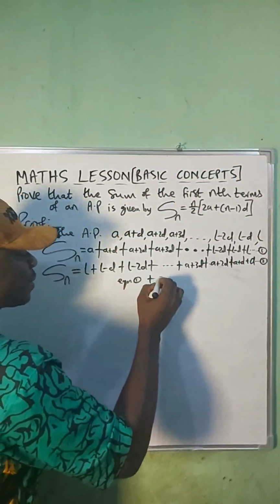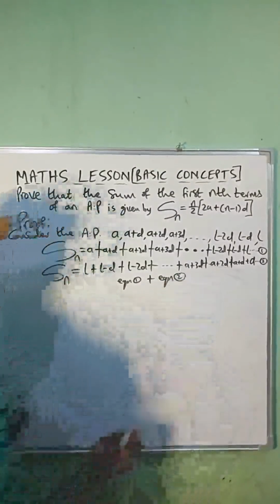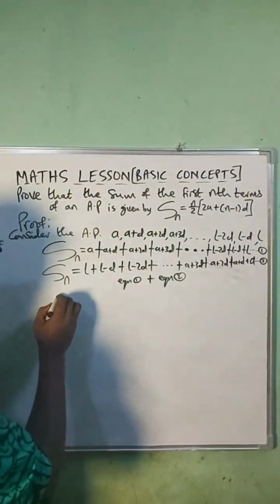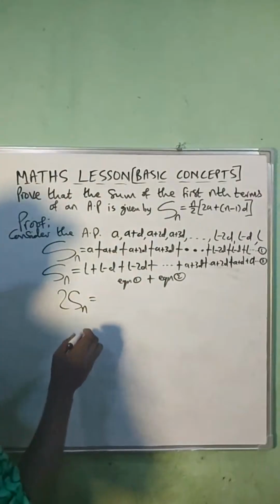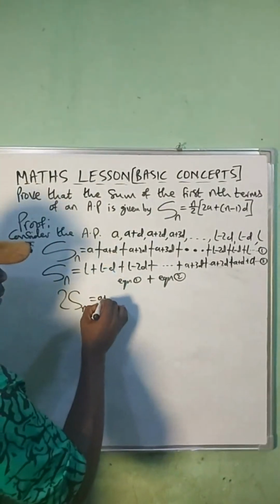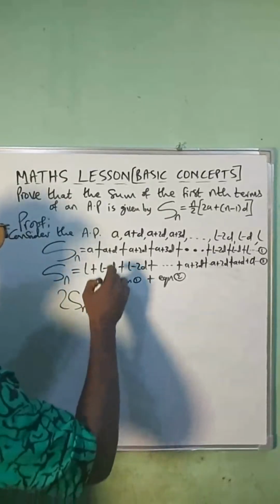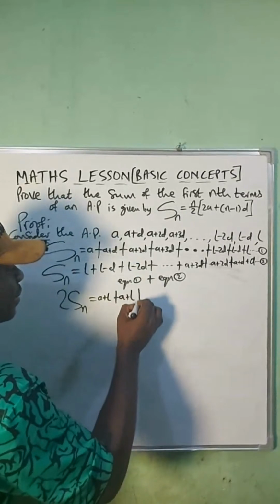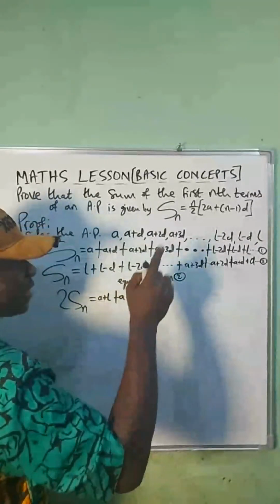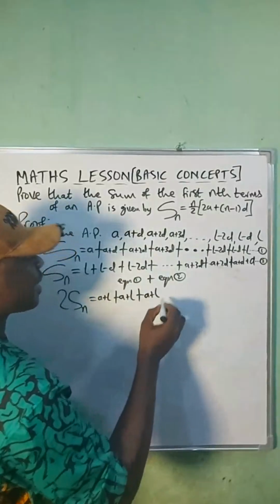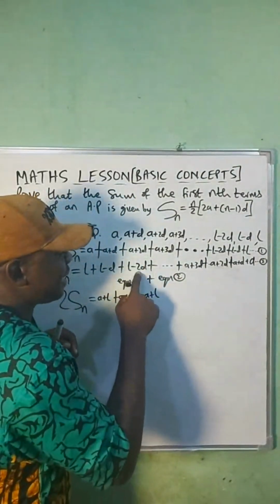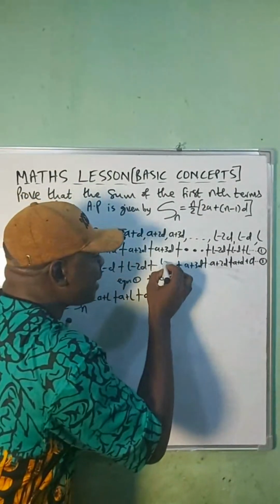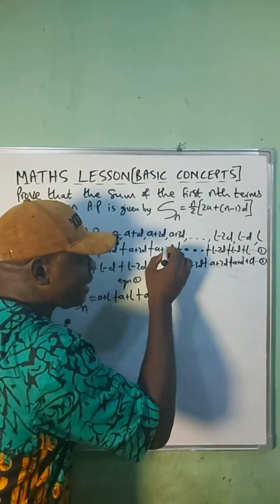So equation 1 plus equation 2. I will now add up the two equations together. So Sn plus Sn will give me 2Sn. This will be a plus L. Adding these will cancel the d terms: 2d minus 2d is 0. So I'm left with a plus L. Then this dash shows that there is minus d, minus 2d. There is a minus 2d in this ellipsis that will take care of this.